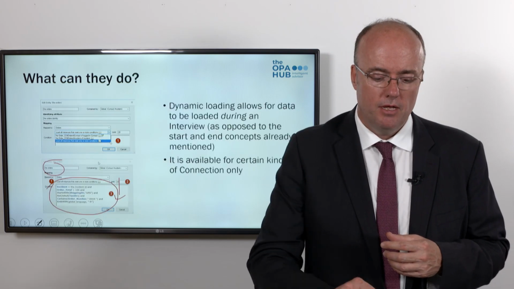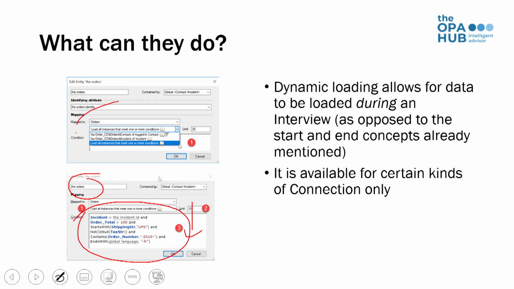Oops, I beg your pardon. I also want to focus on this here. You can just see this maybe. You can see that there's multiple ways to map orders. Let's read through that. It says mapped to orders, load all instances that meet one or more conditions. Then you have some other options. It says via orders contact of logged in contact, or via orders order incident of incident.